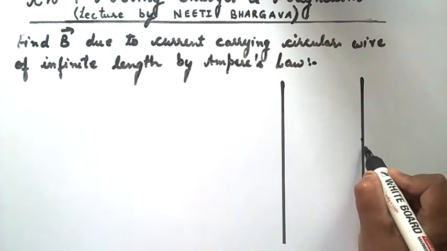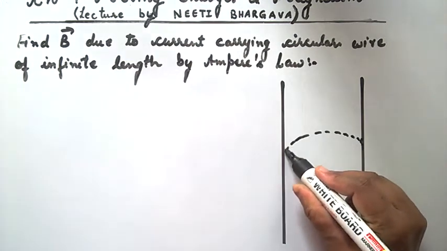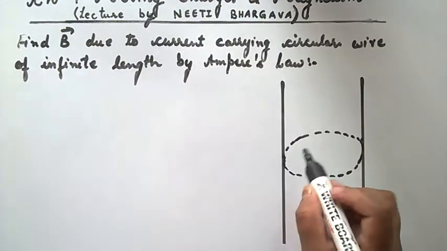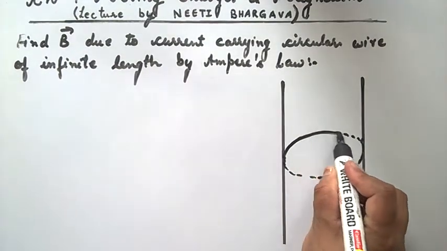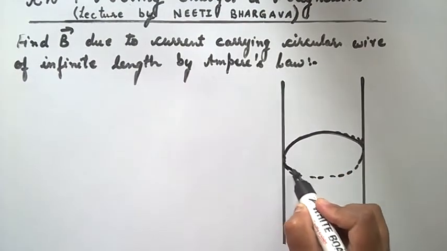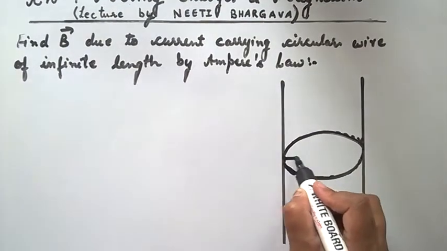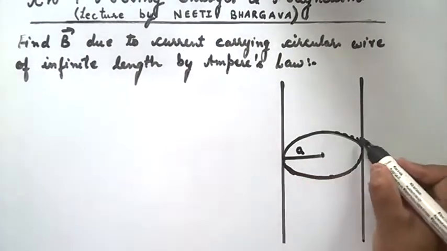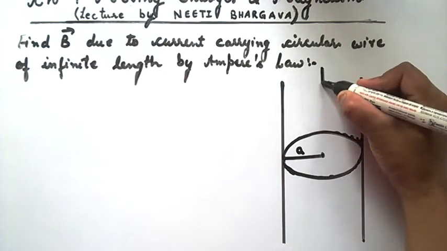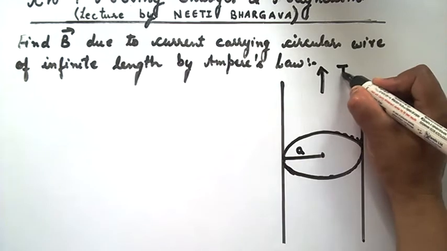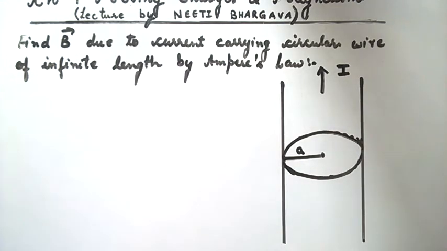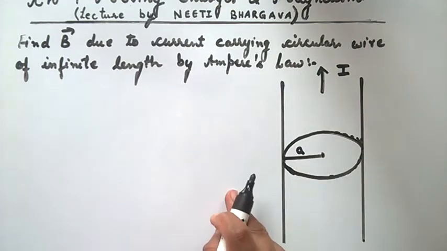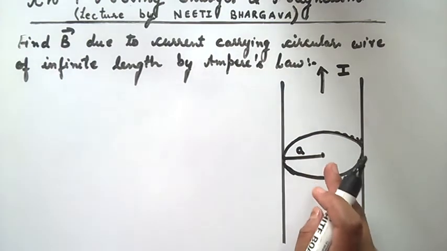its circular area of cross section is this and its radius from the axis is A. Let I current be flowing in this direction in this wire, and we have to calculate the value of magnetic field outside the straight wire, on the surface of this wire and inside the wire.